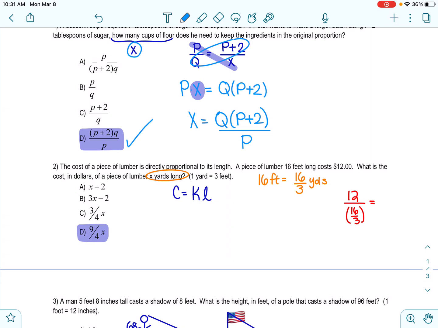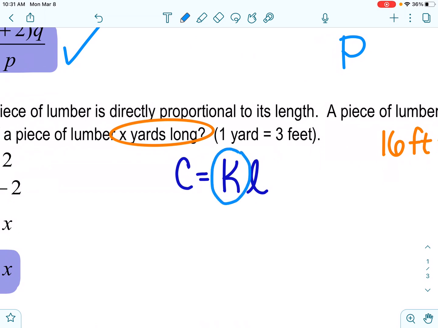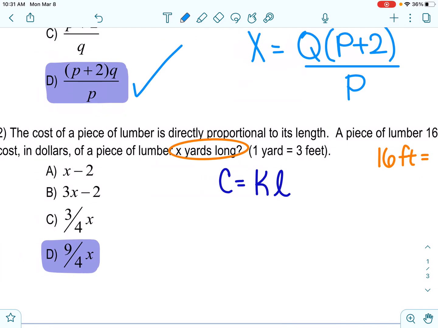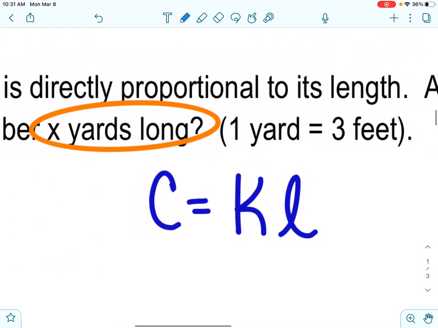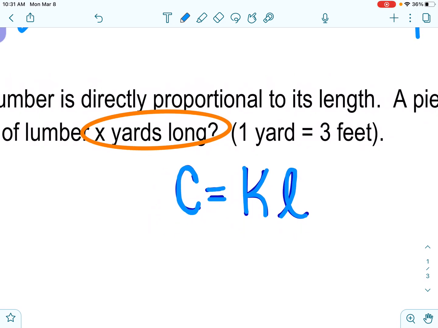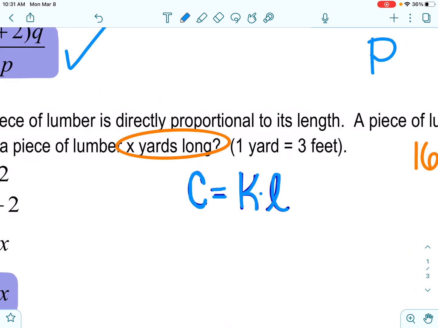If you remember direct variation, the one thing that's kind of tricky is you have to find this K value. So this says a piece of lumber is directly proportional to its length. In Algebra 2, you might learn the cost, so that's where I put the C, is directly proportional. What you want to do is put this constant of variation, so it's a K, and we're going to find that value, and then times its length. So when I have something directly proportional, that means the K value and the length or whatever is directly proportional are being multiplied.